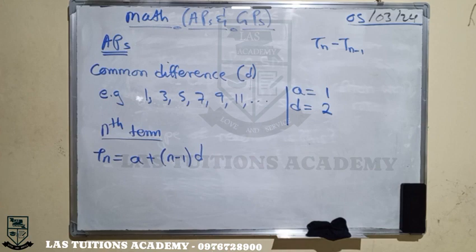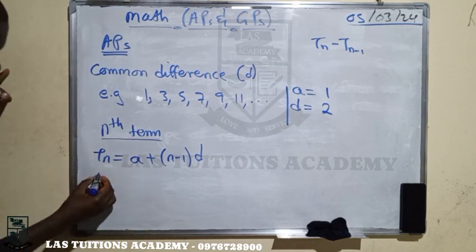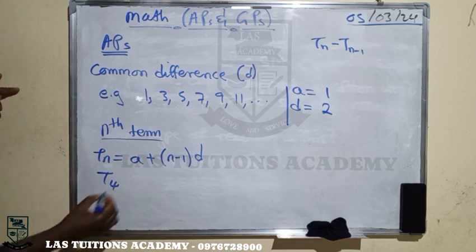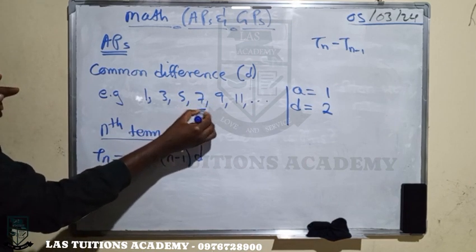Okay. So, you are okay that 7 is the 4th term? Yes. Okay, great. So let's find the 4th term. I'm going to say T4, and we should get 7 because 7 is our 4th term.